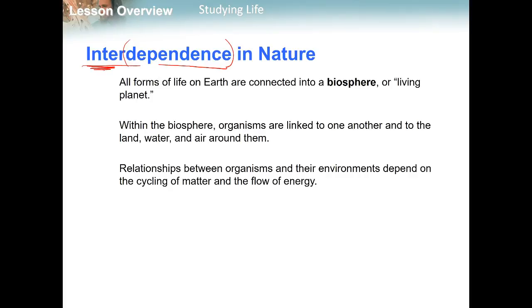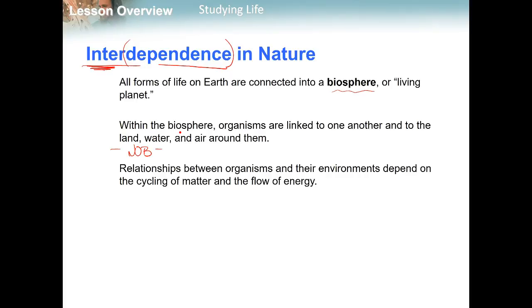Organisms live within particular climate ranges. They need a certain amount of precipitation. They need a certain temperature. We're dependent on that in order to be able to survive. So it's not only the living, but it's the non-living. All forms of life are connected in the area where they live, called the biosphere, which means the living planet. The organisms are linked to one another and to the land and the water and the air that's around them. They're going to have a specific job.